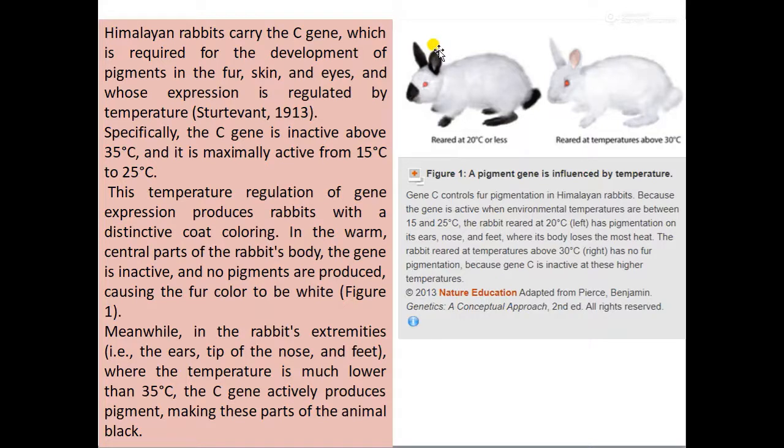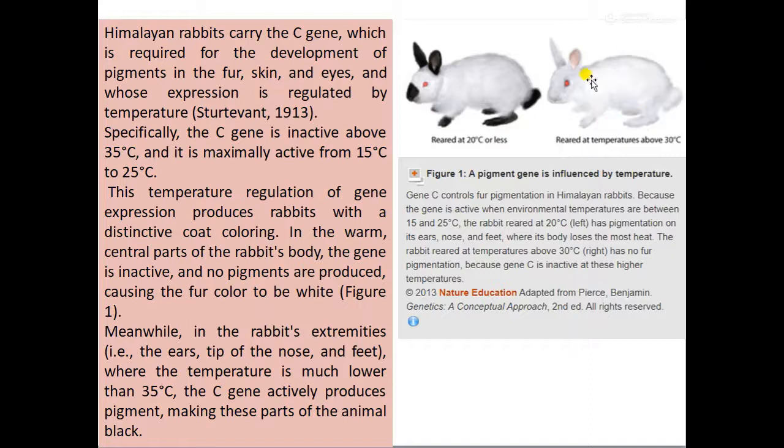But coming to the extremities, the more important, metabolically active organs are not that much present, and heat generation is normally less in the extremities. At the same time, you know that extremities are the ones which directly get exposed to the environmental cold. And so the extremities of these rabbits are at a lower temperature, and as a result the C gene gets activated and it forms pigmented fur at the extremities.